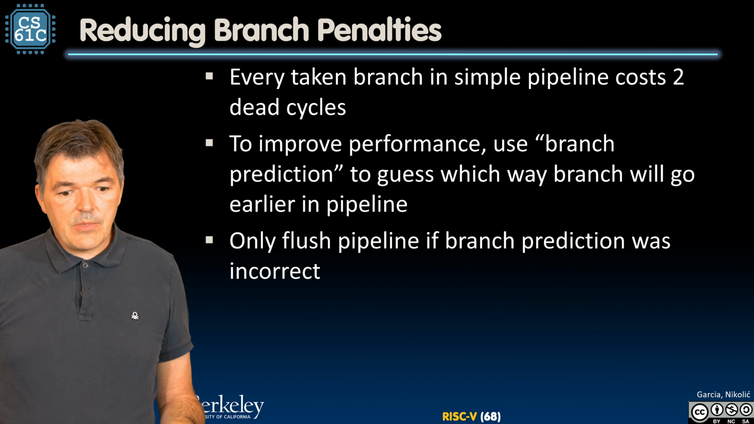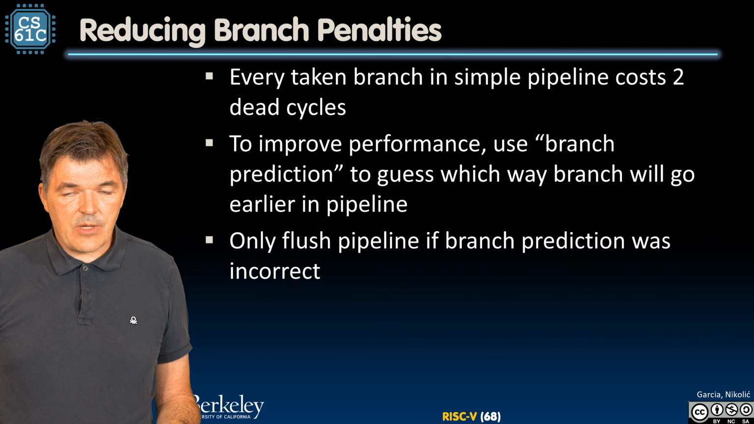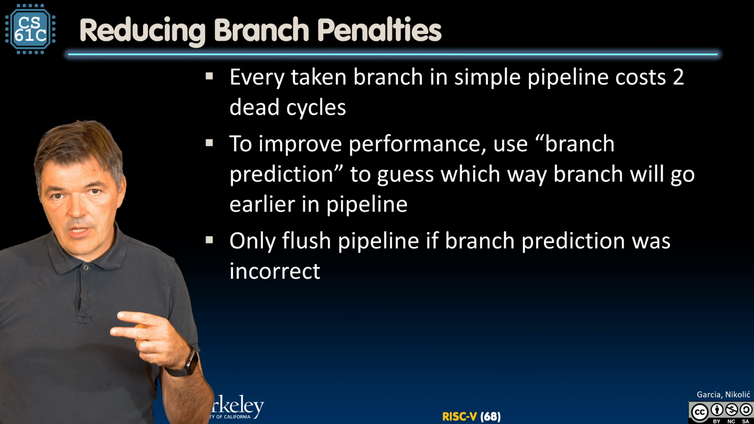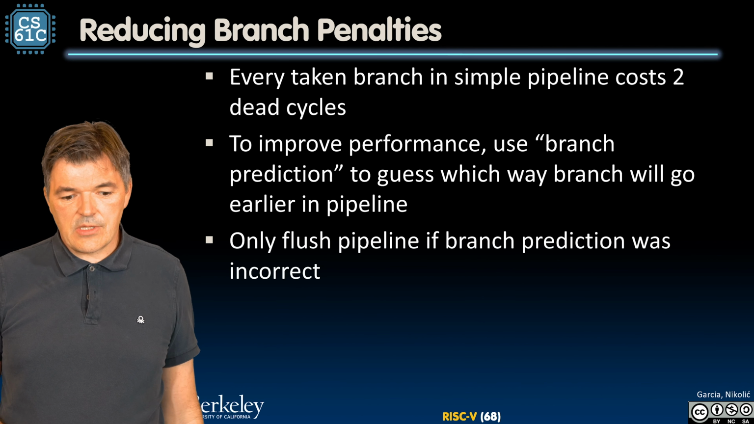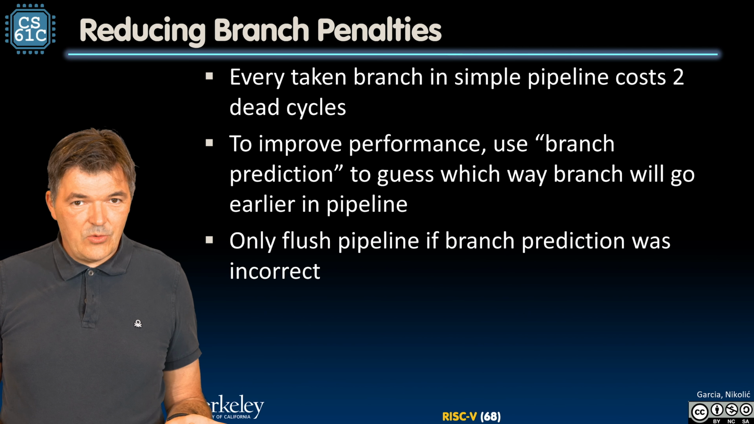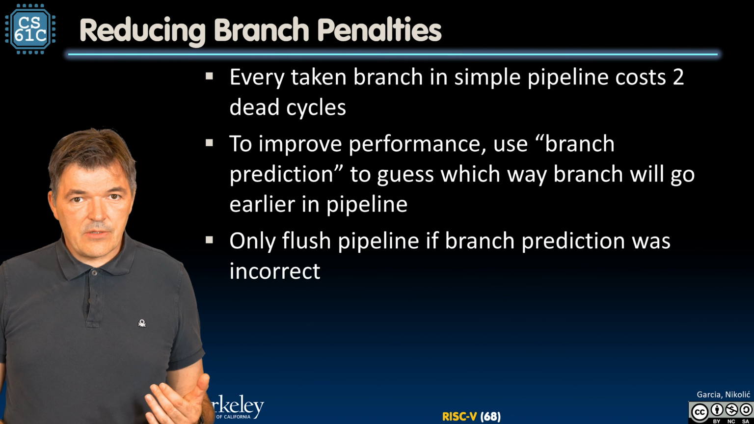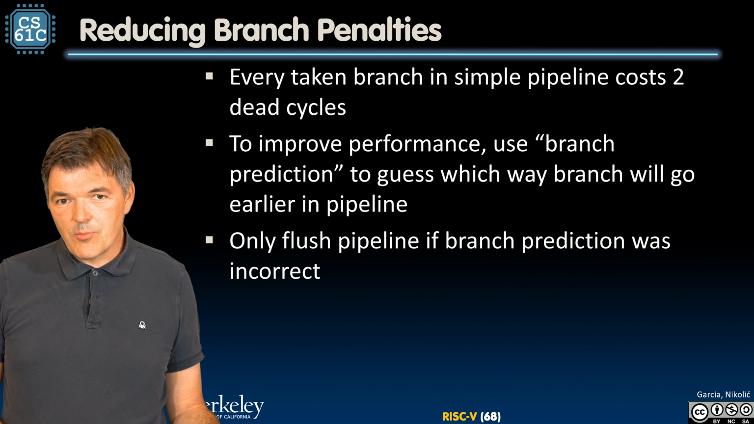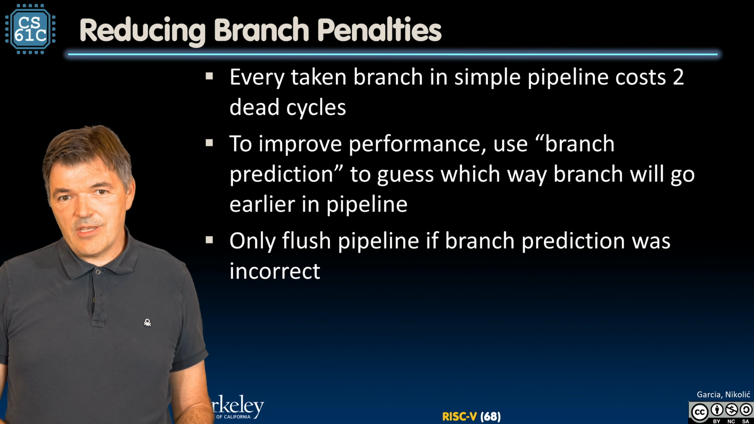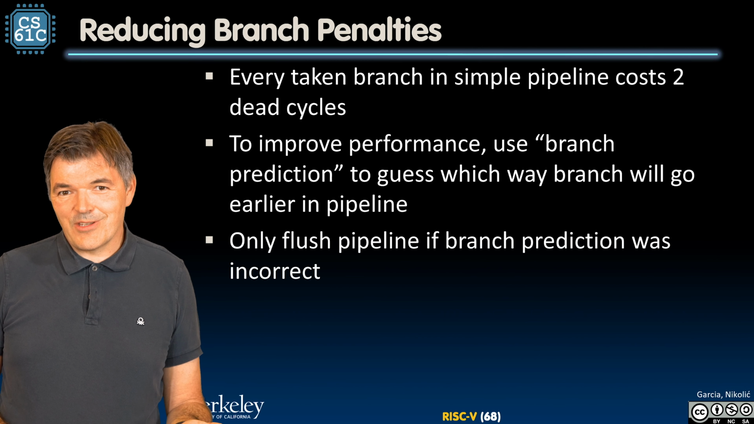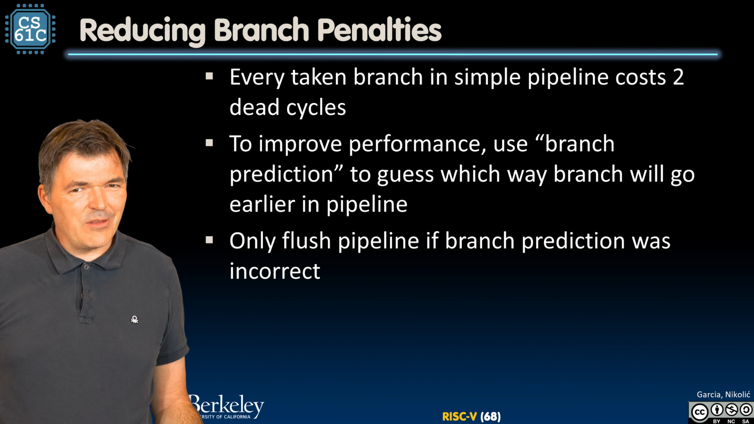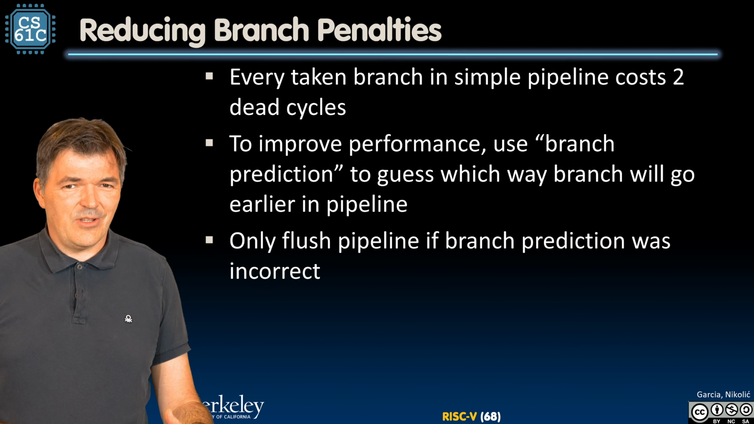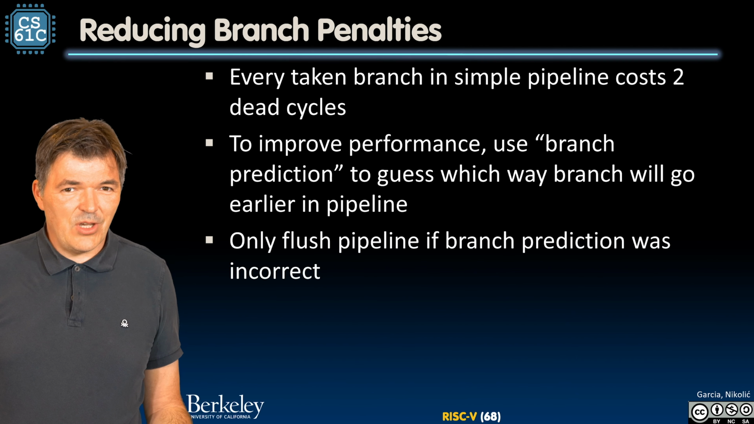So let's take a look at, is there a way to try to reduce these branch penalties? Every taken branch is the one that costs us, and it costs us exactly 2 dead cycles of execution. There is a way to do that. We can observe that branches are either mostly taken or mostly not taken, and we can predict whether they're going to be taken or not. How do we do that? I mean, isn't that going to take us a lot of hardware and a lot of effort? Well, it turned out not to be.